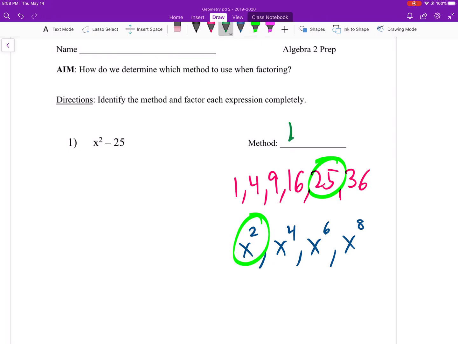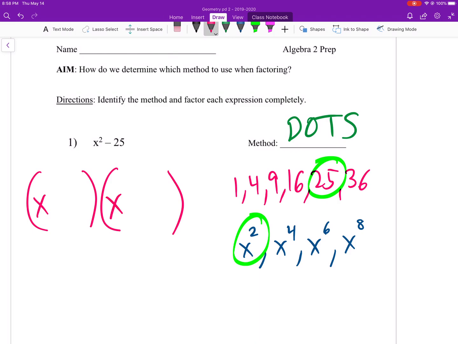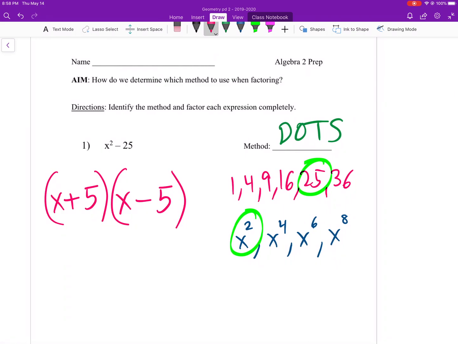So the method we're going to be using is DOTS, difference of 2 squares. What times itself gives us x squared? That's x. What times itself gives us 25? That's 5. So we separate it into 2 binomials with x and x, and 5 and 5. And remember, for DOTS, when you factor that, you're going to have one addition sign and one subtraction sign. Now, are we done? Is there any other way we could factor this further? Maybe a sneaky GCF? The answer is no, and you're done.